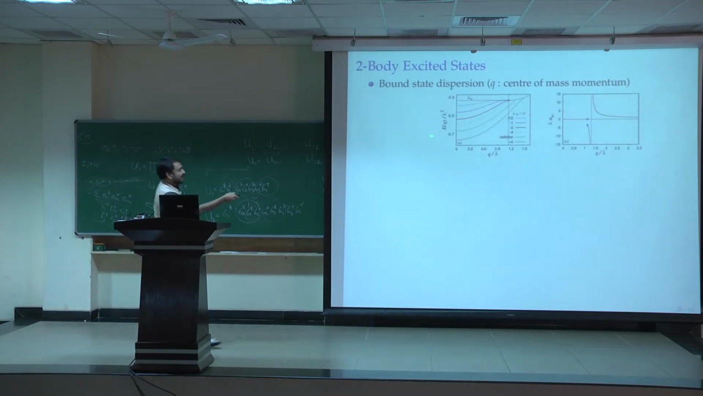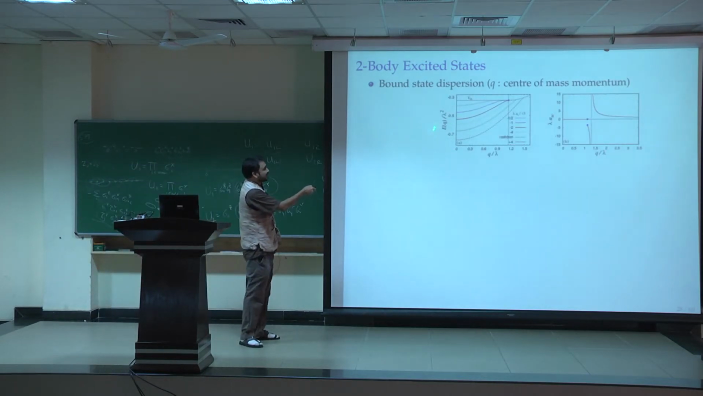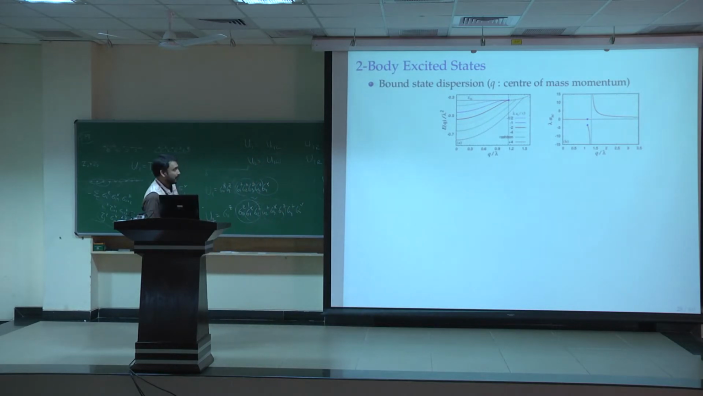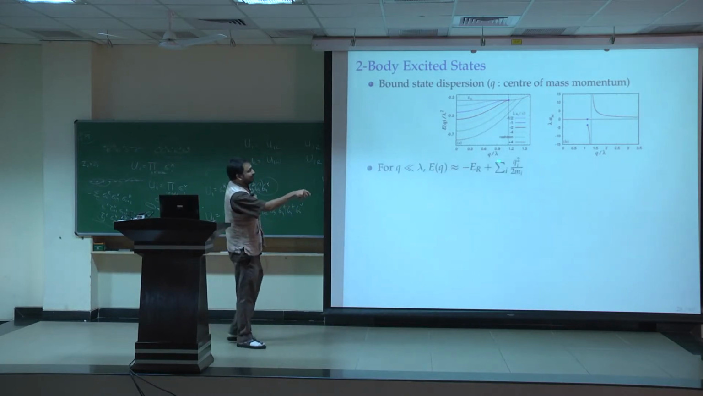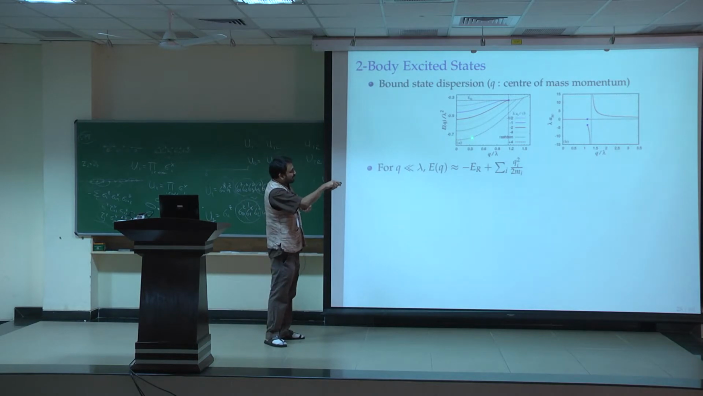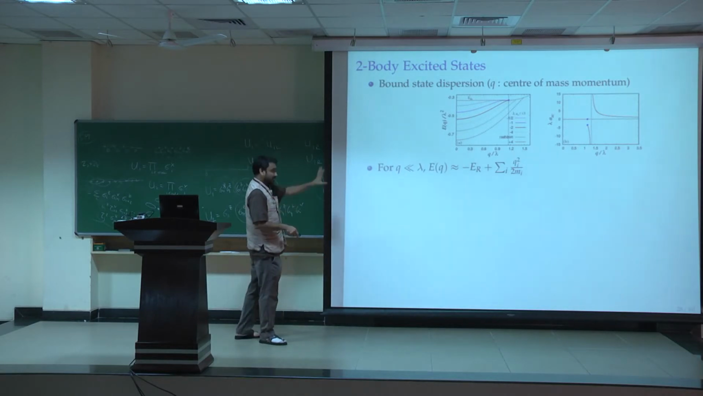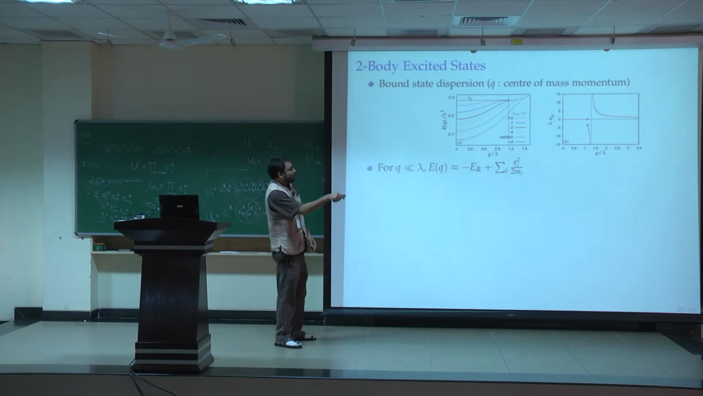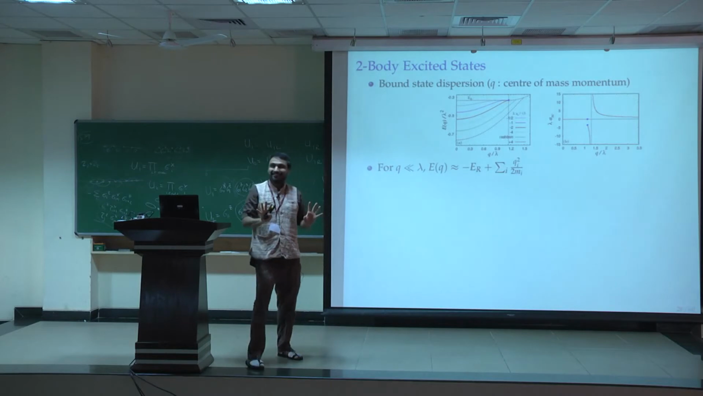What I'm plotting here is the energy of this bound state as a function of the center of mass momentum q, and this is made dimensionless by lambda. And of course, as expected, it is quadratic at small q, and from there we can actually find the mass of these particles. But we find something, actually this was discovered by Jayant. He found that at large center of mass momentum, the bound state actually vanishes.